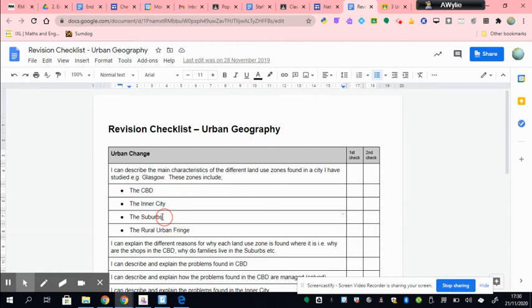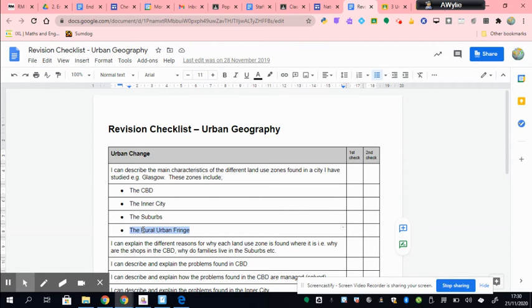Okay, let's have a little look at the suburbs. So what's the key idea in the suburbs that you need to review? Well, the idea in the suburbs is that the city is gradually expanding outwards, and therefore there is a pressure on the edge of the city. So you might be asked to reflect on the kinds of problems that people are experiencing on the edges of the city. So what kind of problems does the expansion of the city create specifically for the rural urban fringe? So it's bringing the idea of the suburbs and the rural urban fringe together.